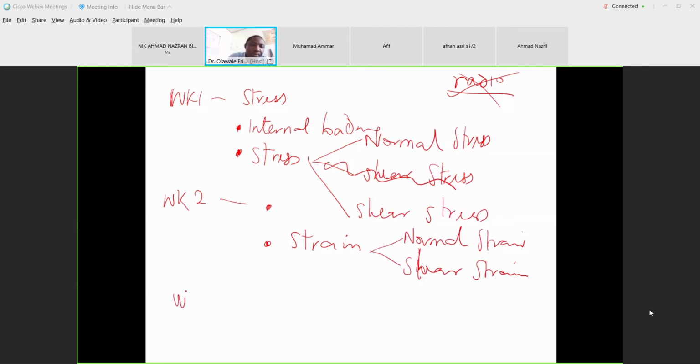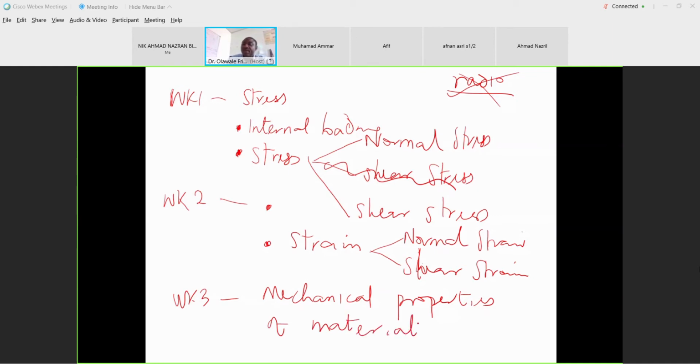So here we are in week number 3. And in week 3, I'll be looking at mechanical properties of material. Mechanical properties of material. Now, I have 3 materials here.